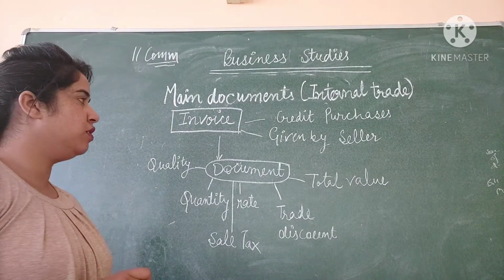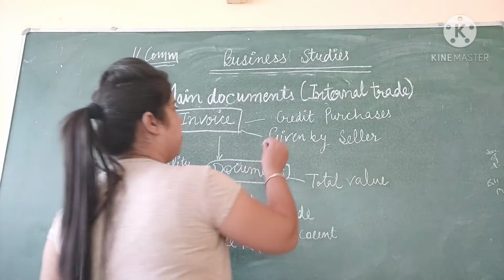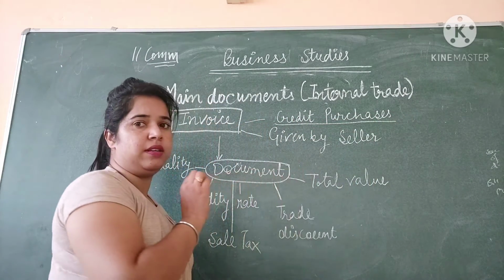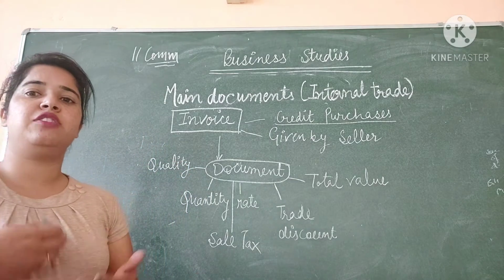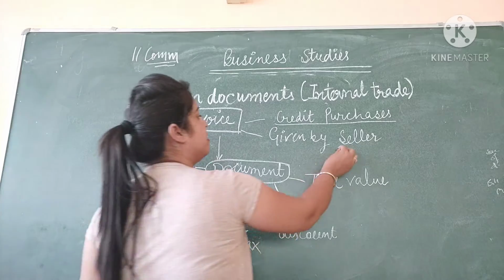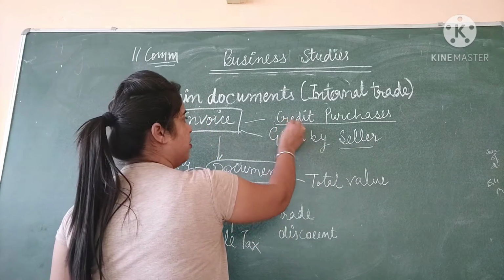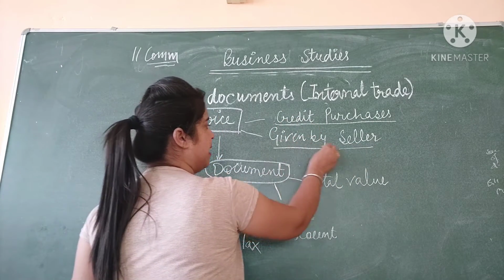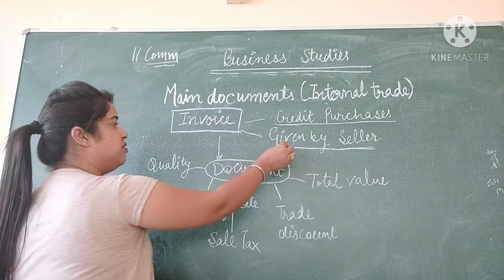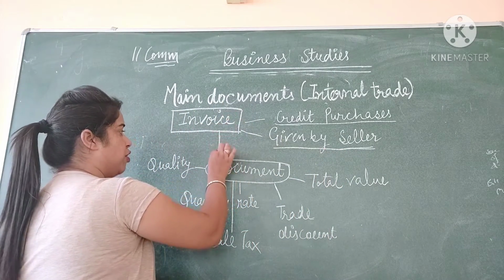Invoice is a document which is prepared for the credit purchases. If there is any credit purchase, means cash is not paid for the purchases, then that is prepared by the seller. Means this is prepared on the credit purchases and given by the seller who is actually selling the products, and it is the document.